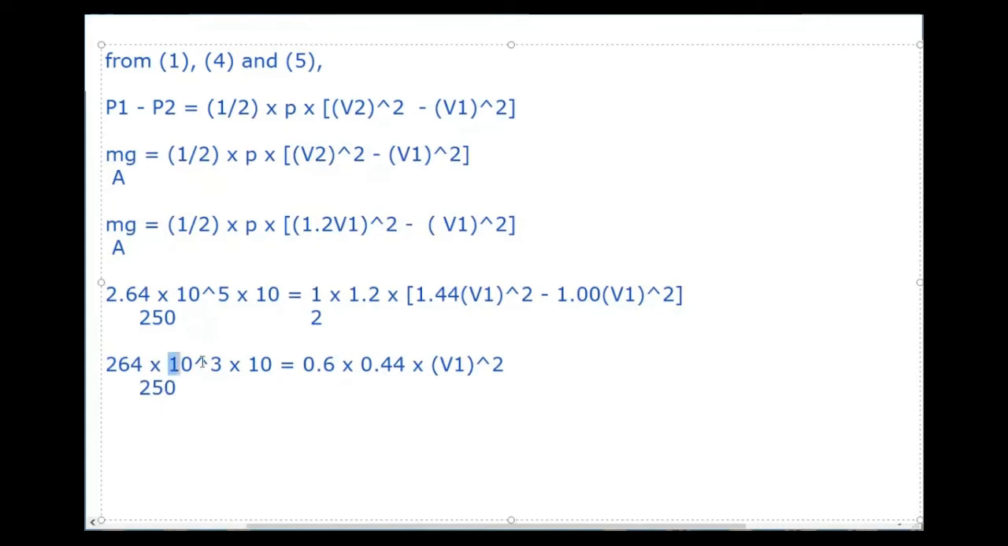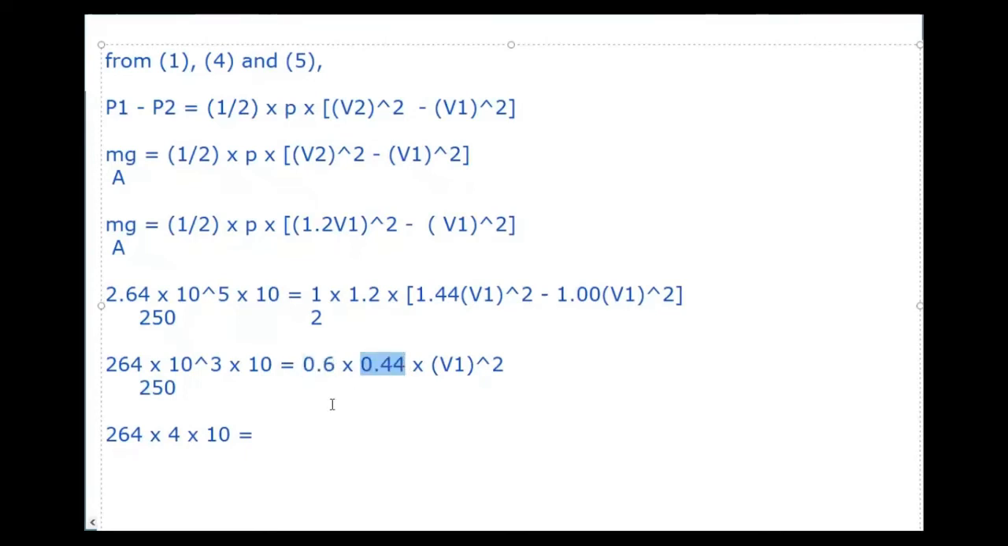This 10 to the power 3 means 1000. 1000 divided by 250. Can somebody tell me? Nothing will happen to this 264. What is 1000 divided by 250? Lamai? 4. Yes, very good. That is 4, into 10 equals, here now we have 0.6 into 0.44.